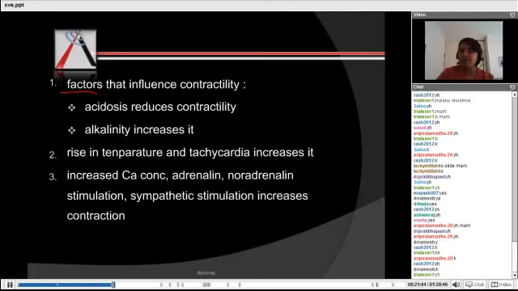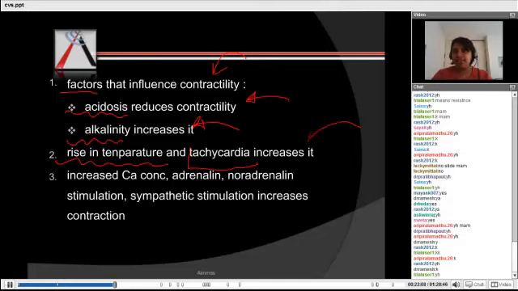Now what are the factors that influence the contractility? We already saw that contractility is the effect of the ions and all those things on the heart's capacity to contract. Acidosis reduces the contractility of the heart, alkalinity increases it. Rise in temperature and tachycardia increase the contractility of the heart. Increase in calcium, adrenaline, noradrenaline, sympathetic stimulation, all of them increase the contractions of the heart. So these are the factors that affect the contractility, that is the inotropic state of the heart.